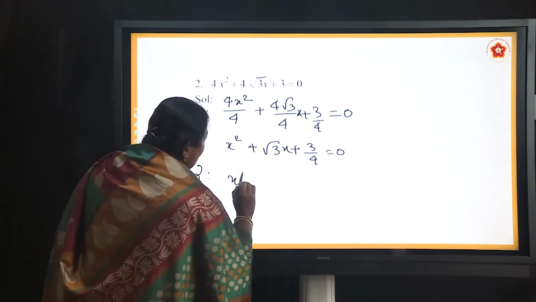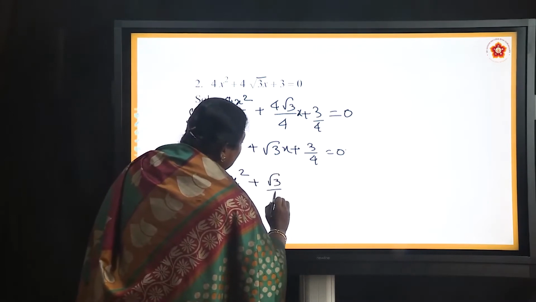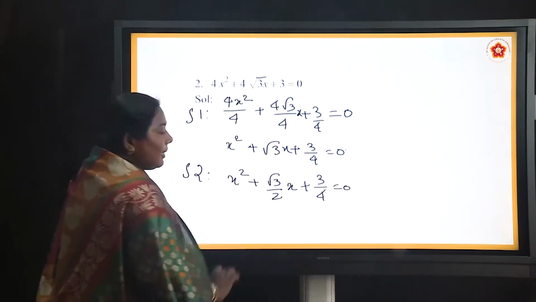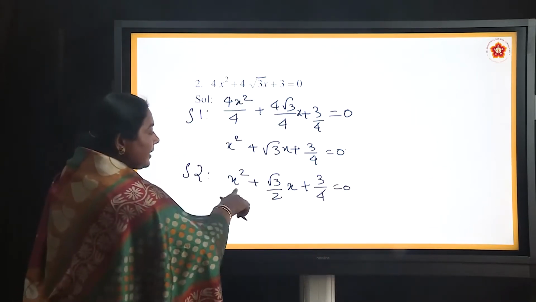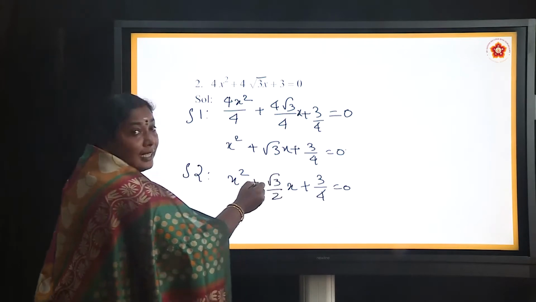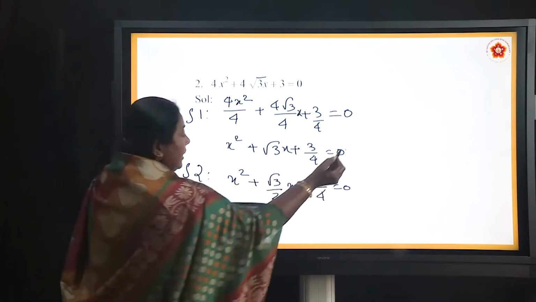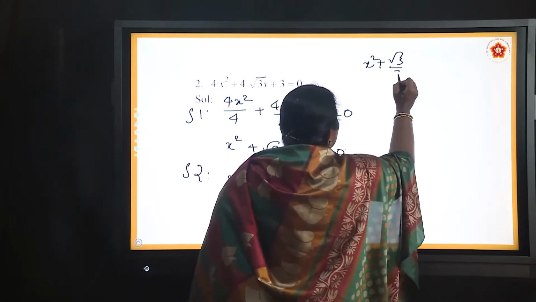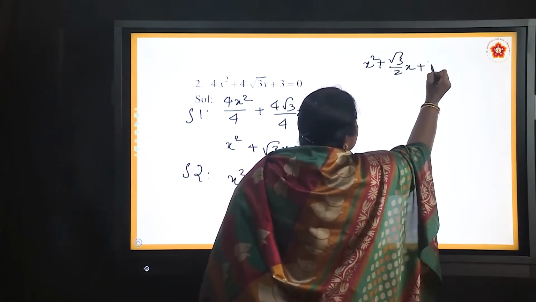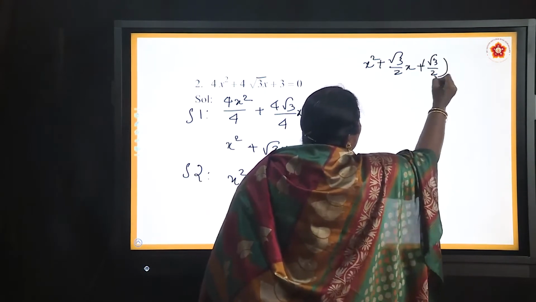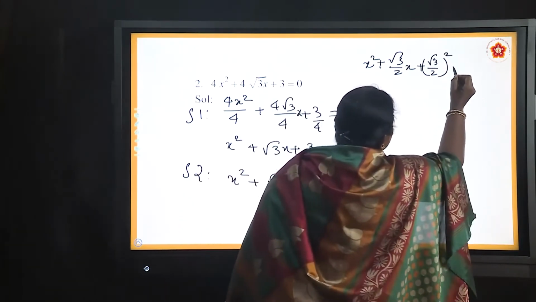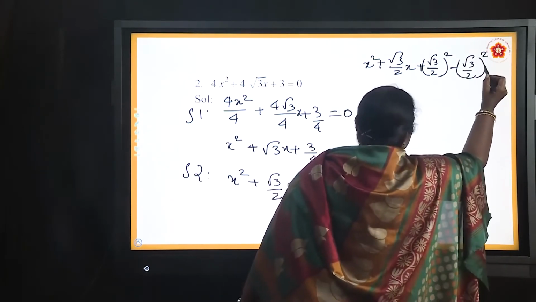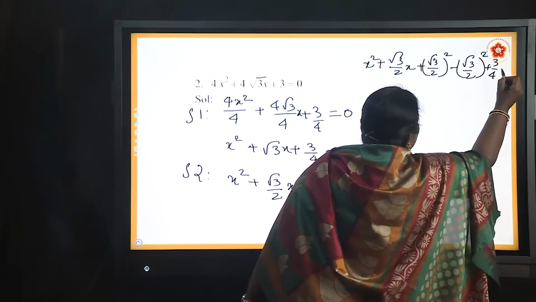Step 2: x square plus root 3 by 2 x plus 3 by 4 equal to 0. So, this is my second step. The next step I am going to square this and add and subtract it. Okay, let us do it. So, x square plus root 3 by 2 x plus root 3 by 2 the whole square, next minus root 3 by 2 the whole square plus 3 by 4 equal to 0.